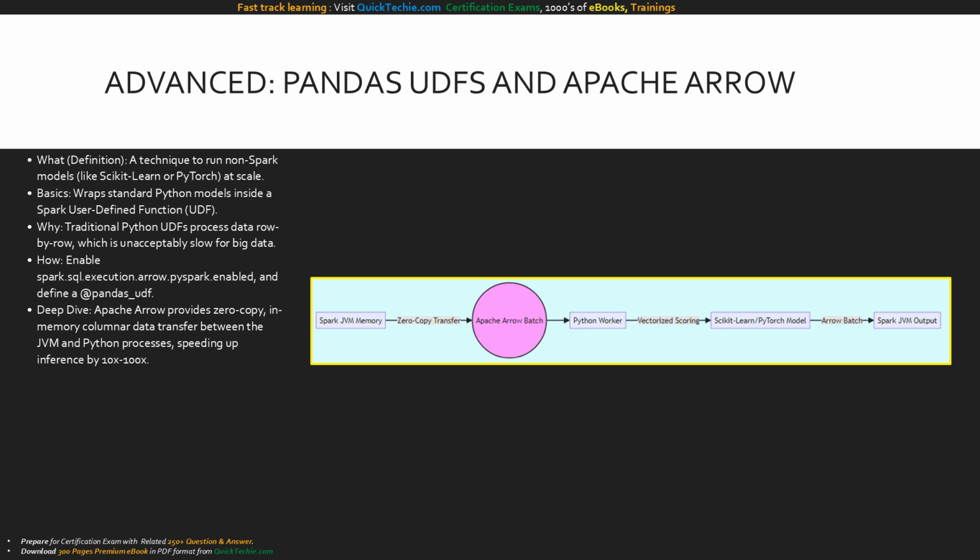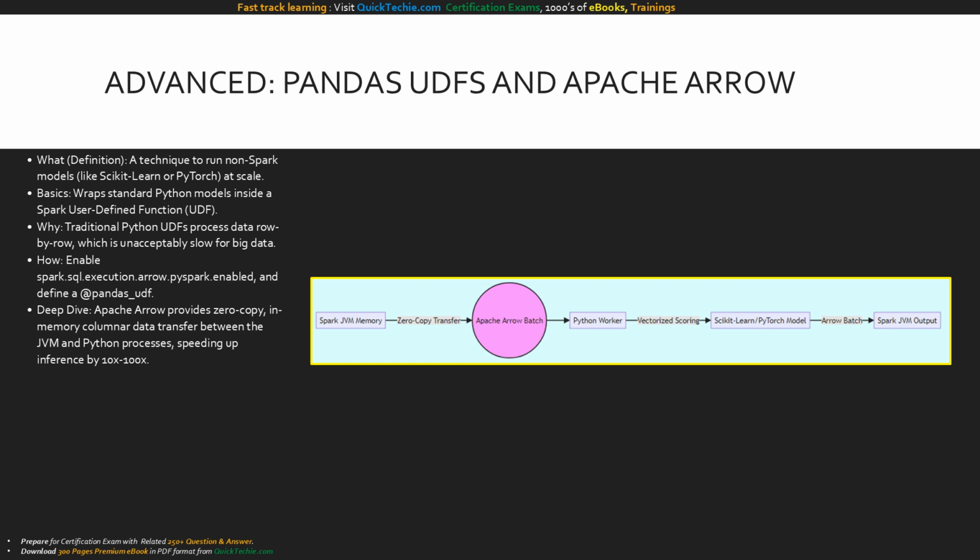For the deep dive, Apache Arrow is an in-memory columnar format. It allows Spark to transfer entire batches of data from the JVM to the Python worker process with zero copy overhead. Your Python model scores the whole pandas series at once. This vectorized execution speeds up inference by 10 to 100 times compared to standard UDFs.